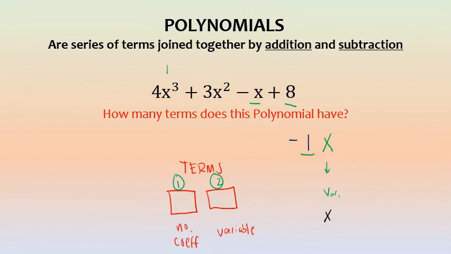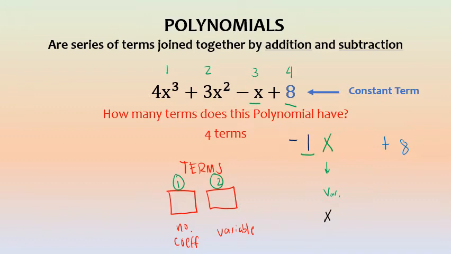So we now have 1, 2, 3. So yes, negative x is also a term. What about itong last, itong positive 8 or yung plus 8 natin? Is positive 8, is plus 8 a constant? I mean, is positive 8 a term? Is it classified as a term? So yes, it is classified as a term and we call this as constant term. Therefore, we now have a total of 4 terms. Okay? So yung 8 natin, we call this as the constant.